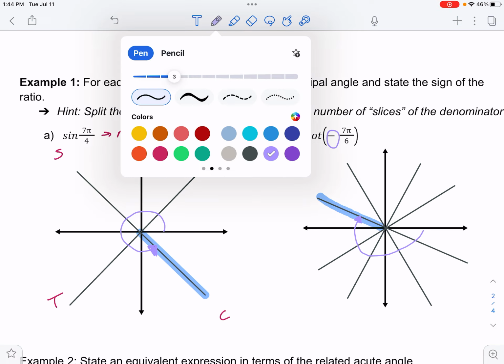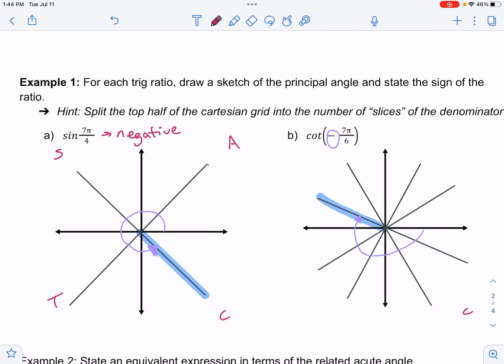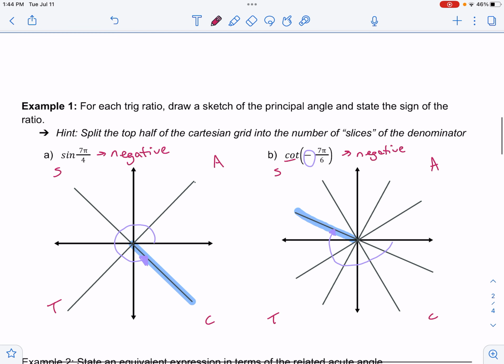And then once again, I'm going to apply the cast rule. Here I'm dealing with cotangent, which is just tangent but upside down, so the same rule is going to apply. Tangent is only positive down here and up here. We land in quadrant number 2 where sine is positive, and so we're going to say that this is going to also be negative.